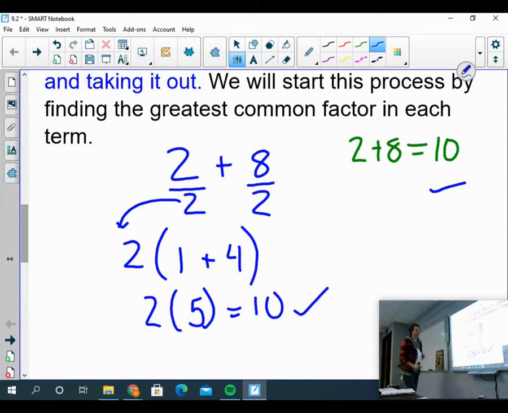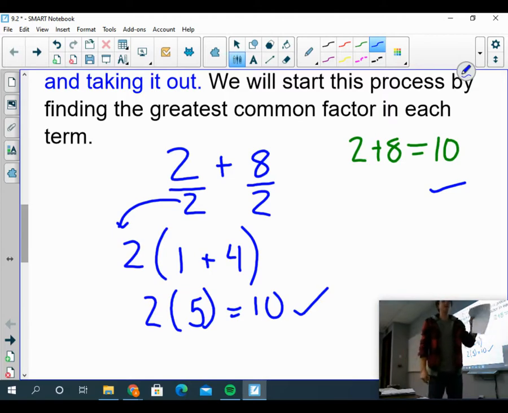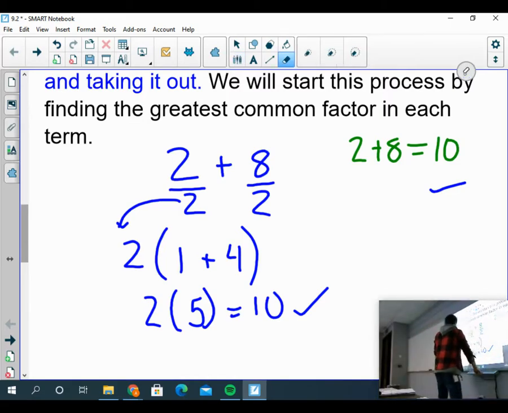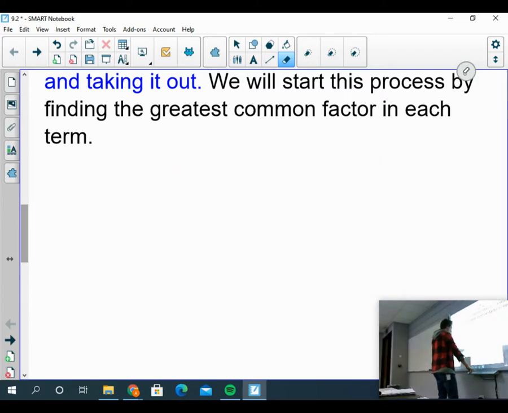Either way, you get the same answer. But the process I've done here by identifying the greatest common factor among each term and taking it out front via division is called factoring. So now let's try it with some polynomials.